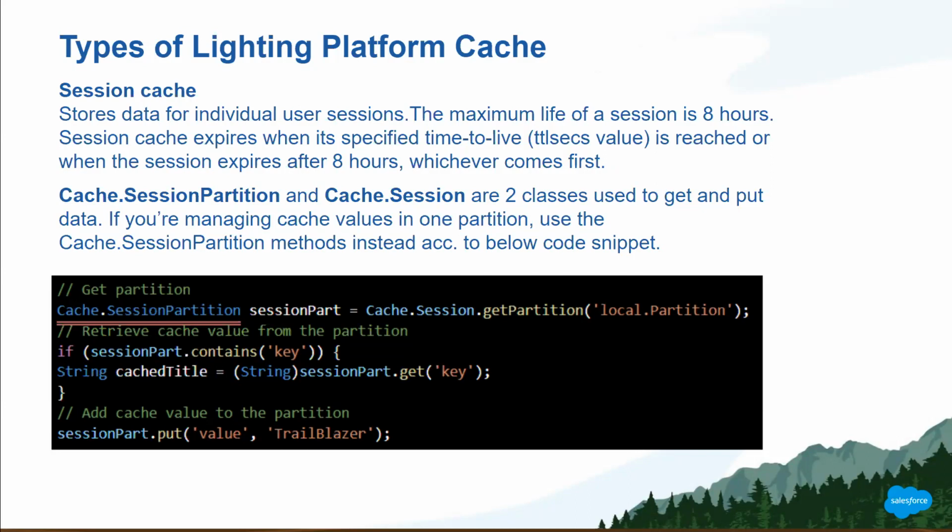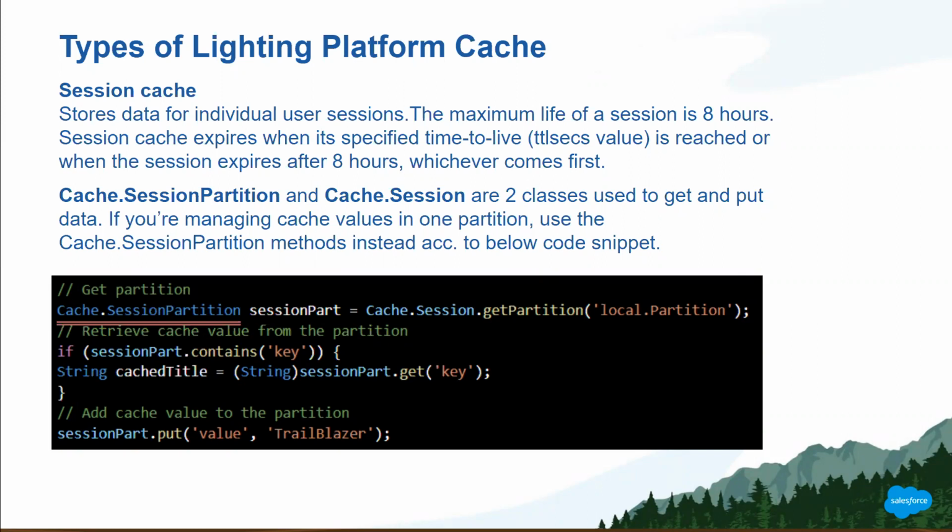And there are two classes which deal with session partitions: Cache.SessionPartition and Cache.Session. These are the two classes used to get and put the data. If you are managing cache values in one partition, let's say I have made 10 cache partitions because I want to use one partition for one scenario and another partition for another scenario, then I'll be using Cache.SessionPartition, not Cache.Session.